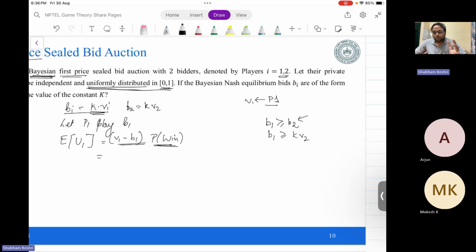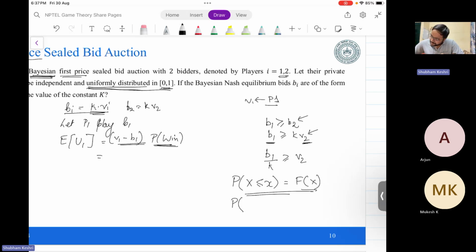You see, we do not know the probability density function of B2, but we know the distribution function of V2. Therefore, we'll use this distribution function so that we can get the probability that B1 is greater than K V2. How to use that? We'll just say B1 by K is greater than or equal to V2. And this kind of probability, X less than or equal to x, is actually the distribution of X. If you have some knowledge of probability, this kind of probabilities are actually distribution of the random variable.